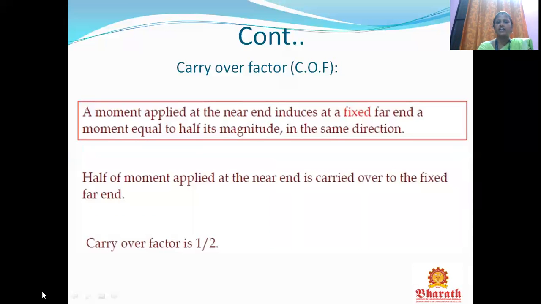Next is the carryover factor, which we call COF. Carryover factor is nothing but a moment applied at one end inducing a moment at the fixed far end equal to half of the magnitude in the same direction. So this half of the moment applied at the near end is carried over to the fixed far end. So carryover factor is half, or 1 by 2.